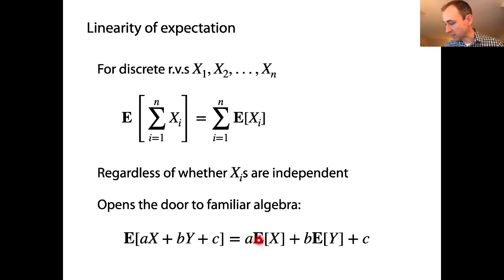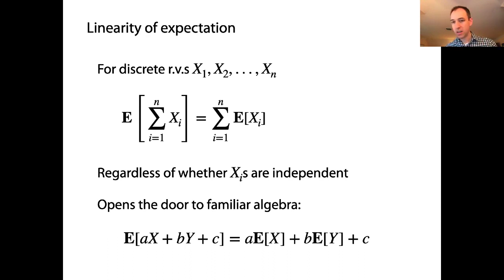So this isn't the expected value of a times x, this is a times the expected value of x. We can always pull a constant coefficient out of an expected value. So we can do a lot of the things that we're used to doing with symbolic variables if what we have is the expected value of the random variable, rather than just the bare random variable itself.